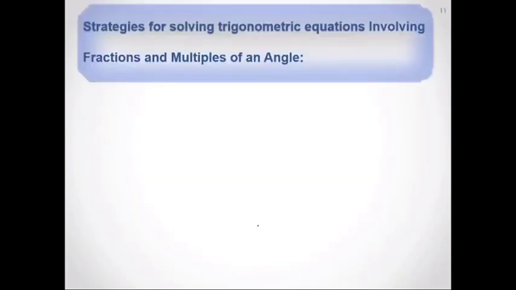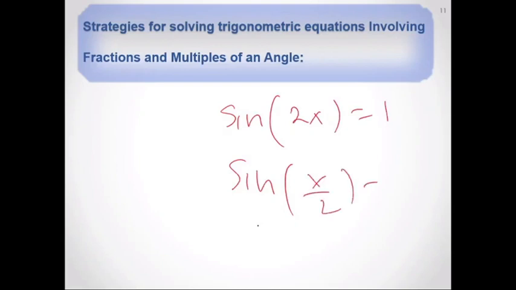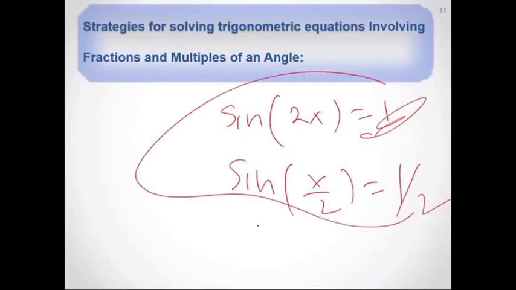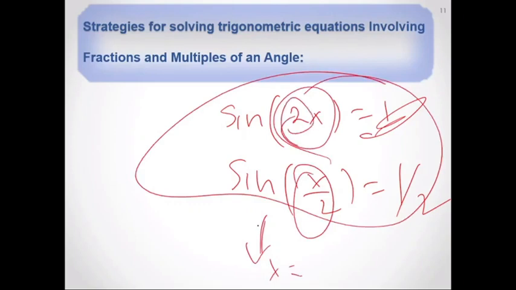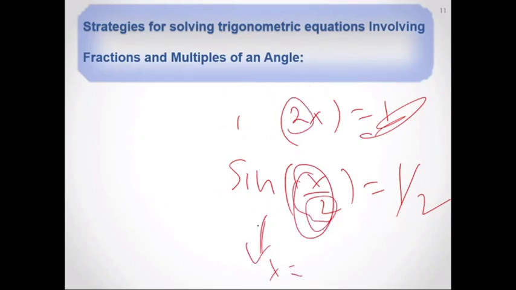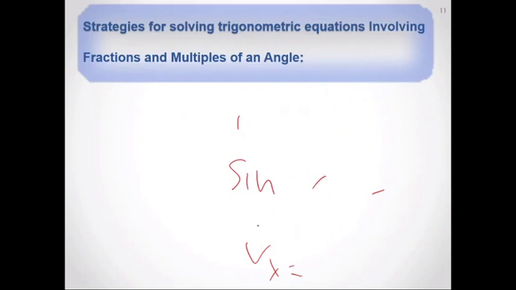Okay, strategies for solving trigonometric equations involving fractions and multiples of an angle. So what does this mean? Sometimes we will have something like sine 2x equal to 1, or sine of x over 2 equal to 1, or it might be 1 over 2, or any other number here. So how can we find x here? In this case, we have to be careful about the coefficients of x. So we will see how to solve them here.